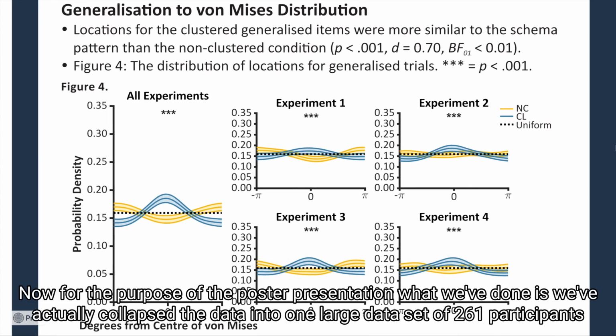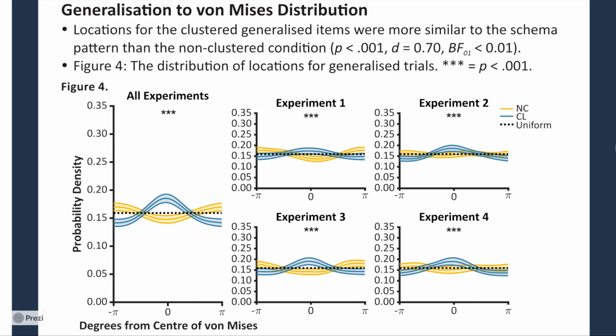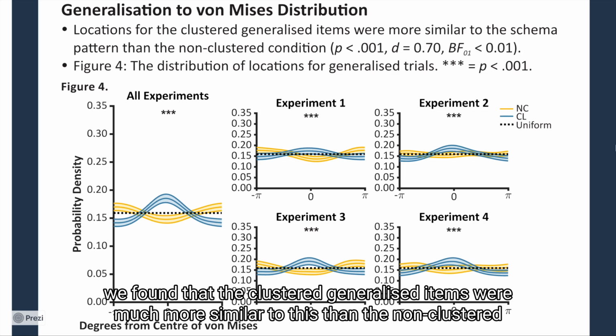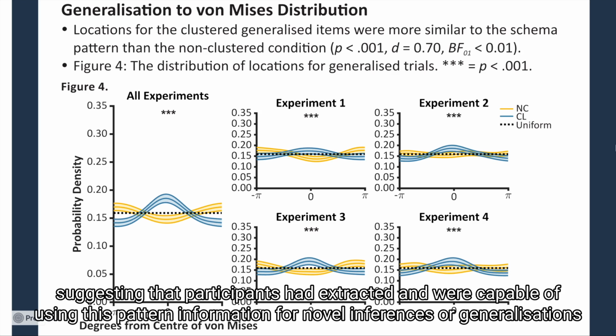Now, for the purpose of the poster presentation, we've collapsed the data into one large data set of 261 participants. And what we found for generalization was that when comparing to the von Mises distribution, which is the pattern underlying the cluster, the clustered generalized items were much more similar to this than the non-clustered, suggesting that participants had extracted and were capable of using this pattern information for novel inferences or generalizations.